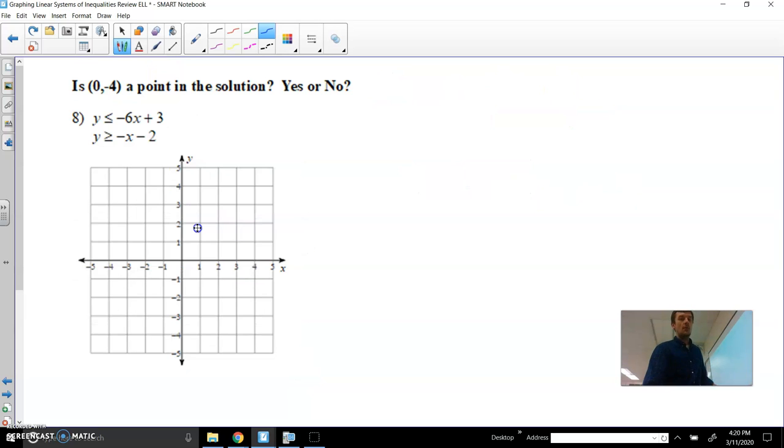And then I gave you some other ideas. Just tell me, is that point on the line, yes or no? Not on the line, is it in the shaded region?